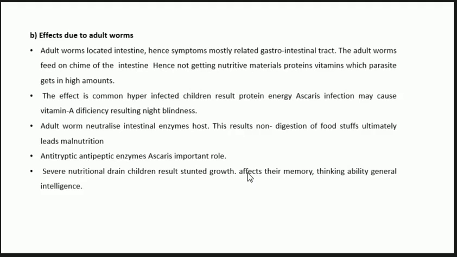As I already told you in the previous topic, Entamoeba histolytica, sometimes when they are present in the stomach or intestine, they produce anti-enzymes which neutralize the enzymes which may digest them. So here also a similar thing takes place, and the anti-tryptic and anti-peptic enzymes of Ascaris play an important role here. Severe nutritional drain results in stunted growth in children.